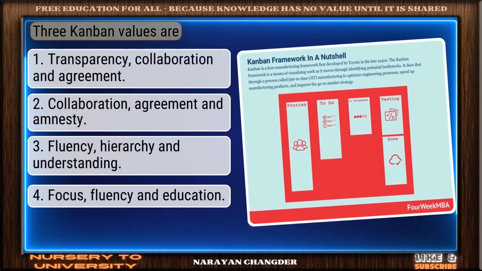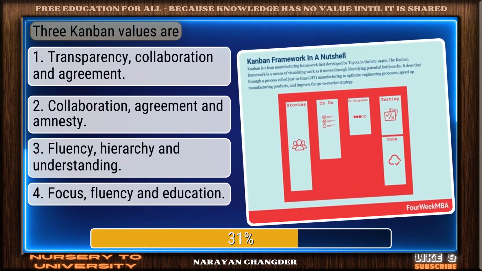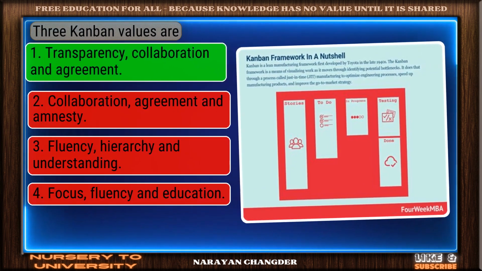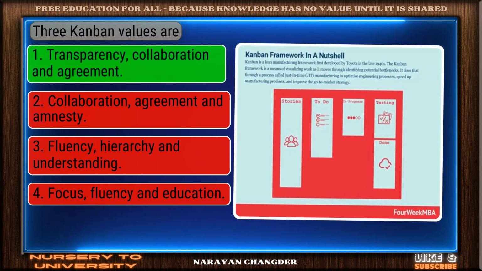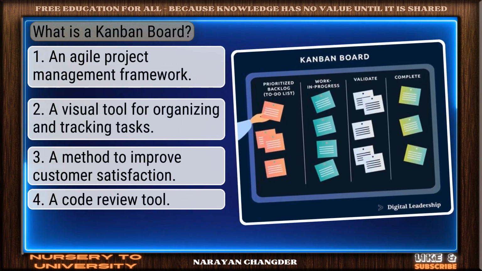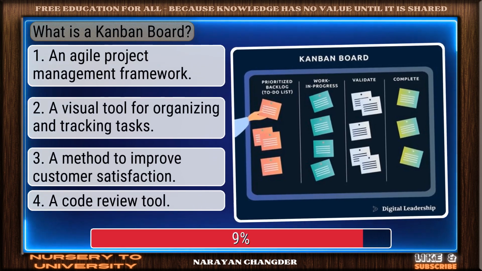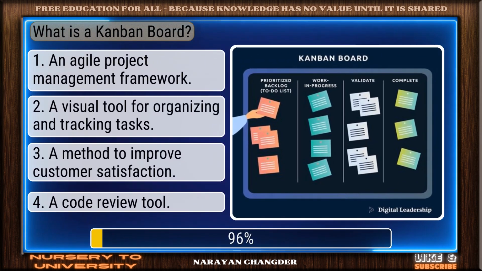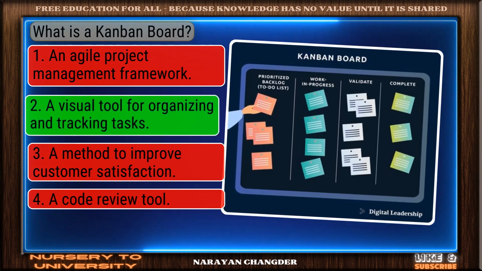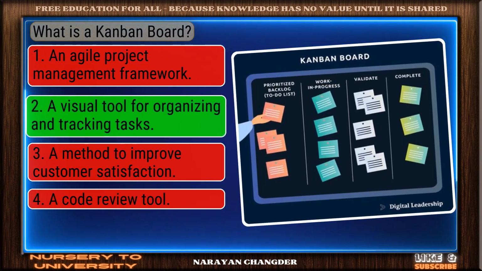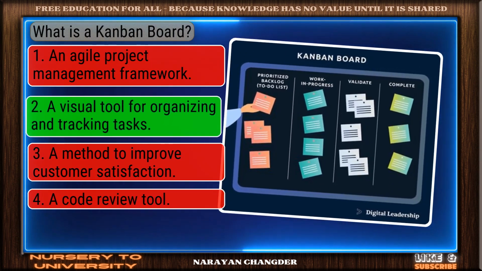Question number 64. 3 Kanban values are. Correct. Transparency, collaboration, and agreement is the right answer. Question number 65. What is a Kanban board? Clear logic. Your choice, a visual tool for organizing and tracking tasks, is sound and 100% true.